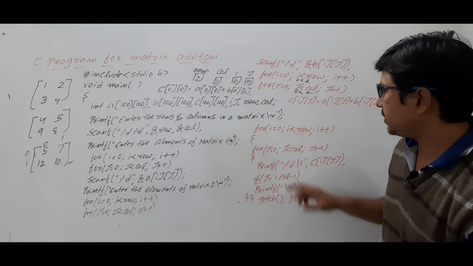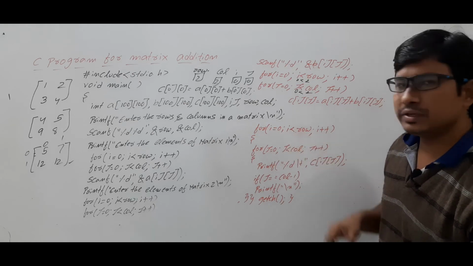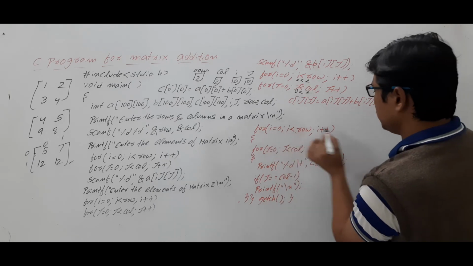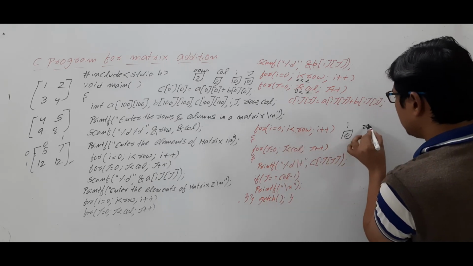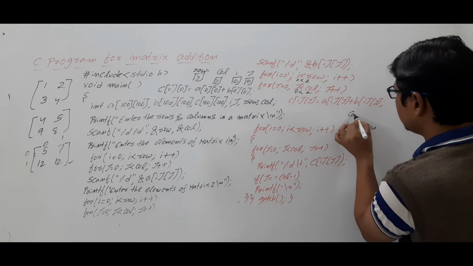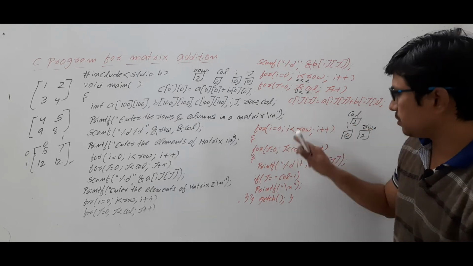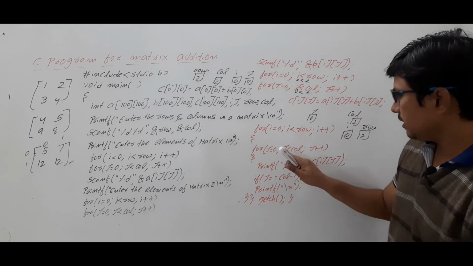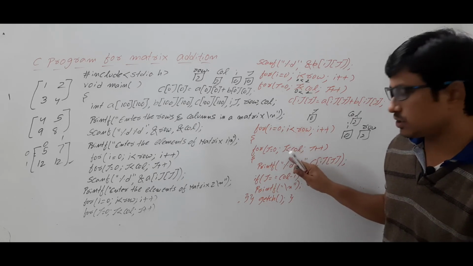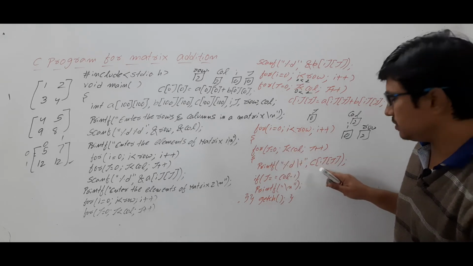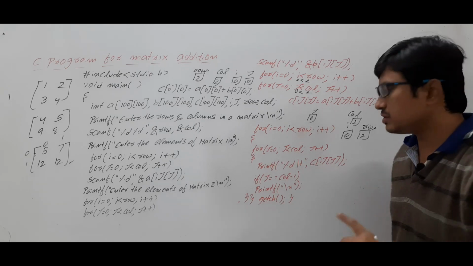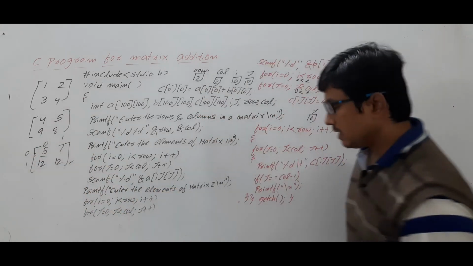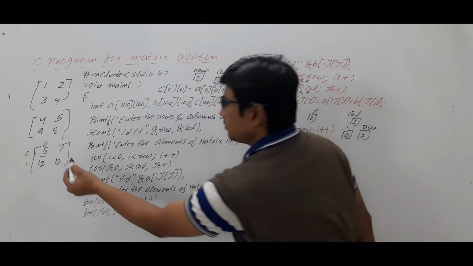Now what will happen? i is equal to 0, 0 is less than 2, so this condition is true. Look at this one: i value is 0, row value is 2, column value is 2. So this condition will be true, 0 is less than 2. So the j value will be initialized to 0. Again 0 is less than 2, this condition is true. If this condition is true, it will print the value which is there in C of 0, 0, because i value is 0 and j value is 0. So that value will be printed, and then it will give a tab space.